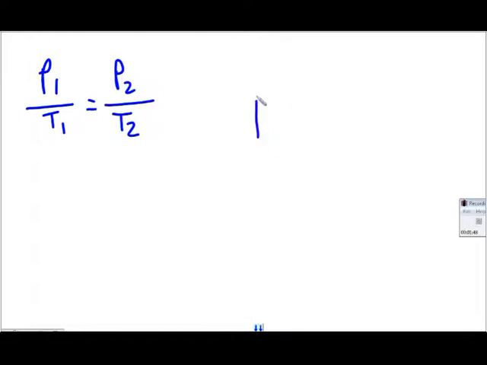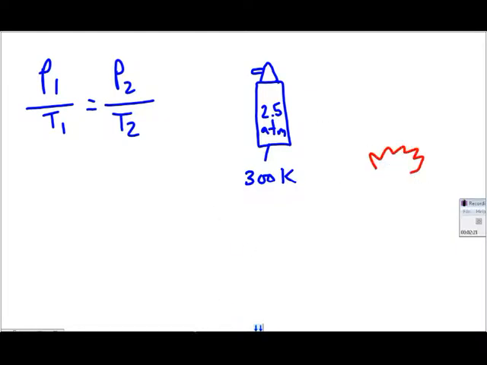Alright, so if I give you some numbers here, let's say we have a spray deodorant can, and our spray deodorant can, let's assume, starts out at a temperature of 300 Kelvin, a little bit warmer than room temperature, and inside the can of compressed air, we have a pressure of 2.5 atmospheres. If we take this can and we chuck it into a campfire, temperature is going to go up. If the temperature goes up, let's say the temperature triples, goes up to 900 Kelvin, what's going to happen to our pressure?